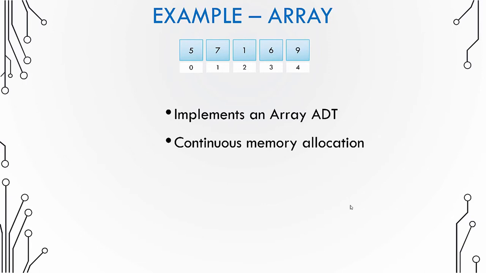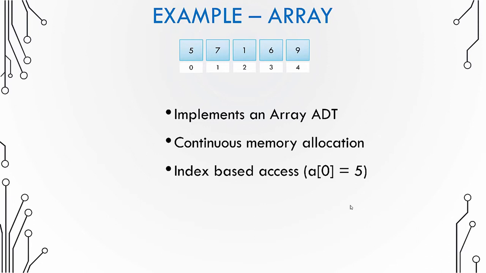And then for random access of an element, you provide an index-based access. So in this case, if you are talking about C language, then A[0] will give you 5, A[2] will give you 1, and A[4] will give you 9. So based on the index, you can access an element inside the array.